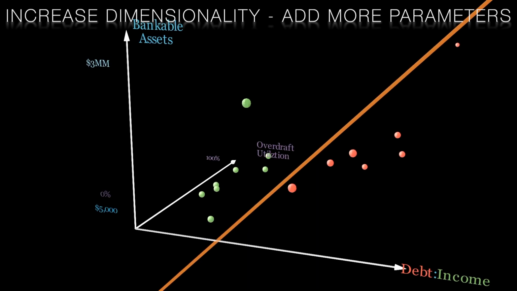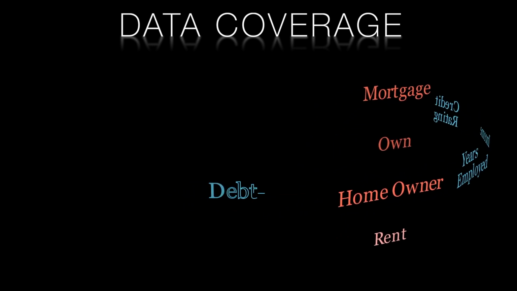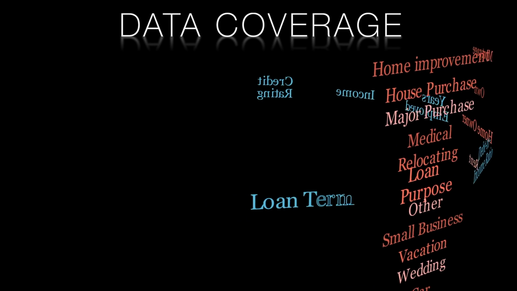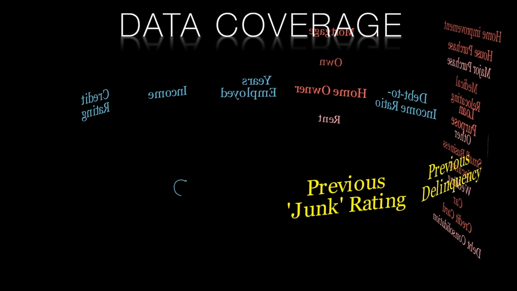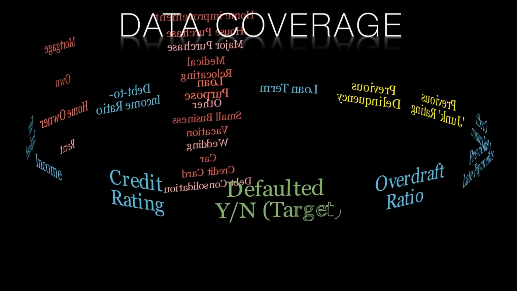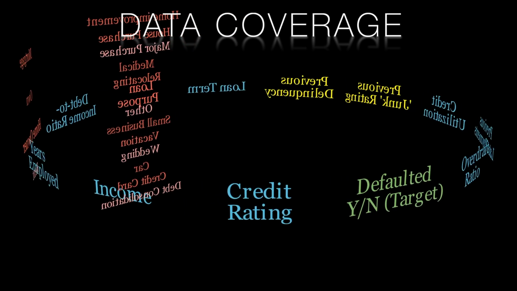So a key point to consider here is data coverage. With a single parameter, debt to income ratio, we would expect outliers. We don't have enough parameters to effectively discriminate. But will we ever have sufficient data coverage? Looking at all the input parameters again, we have a large set of parameters, but hardly exhaustive.